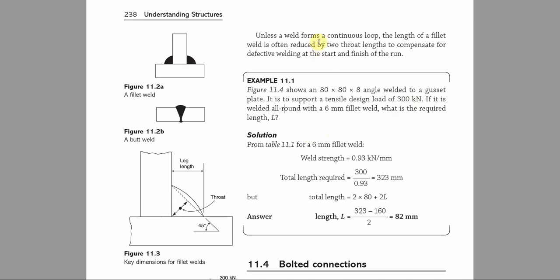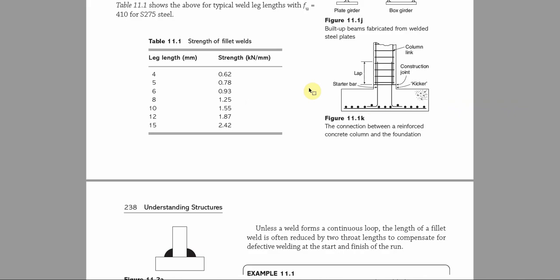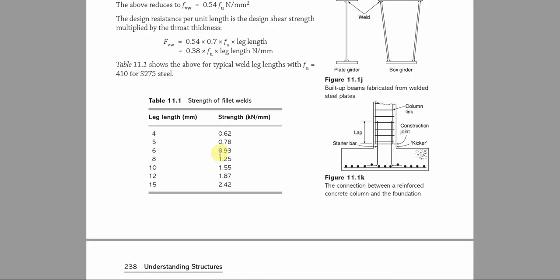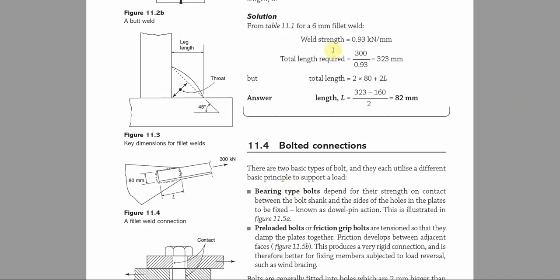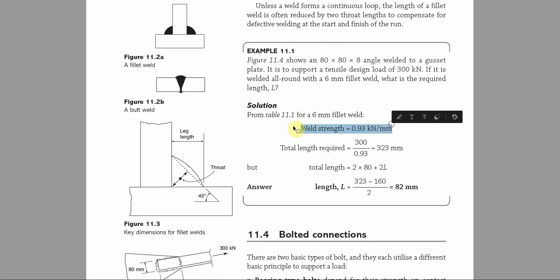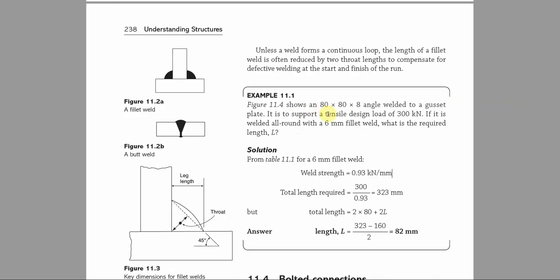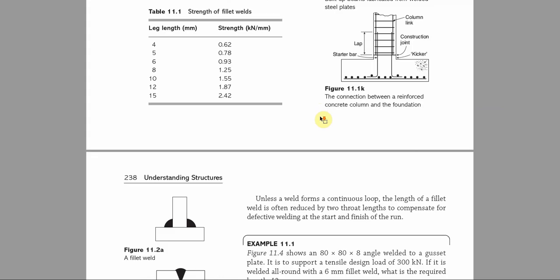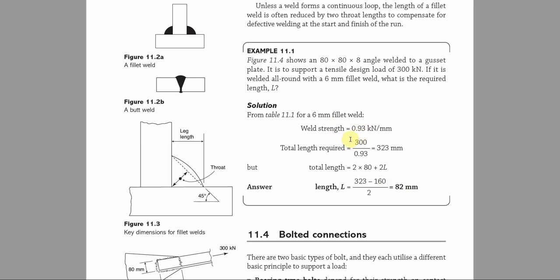The first thing we'll do is look at what the thickness is here: 6 mm. What is the strength? The strength here is 0.93. You take that out. The weld strength is 0.93. Having done that, we'll look at the required length. The required length is the design load over this, like the way we calculate our force per unit area. Now this, 300 divided by 0.93, will give us 323.